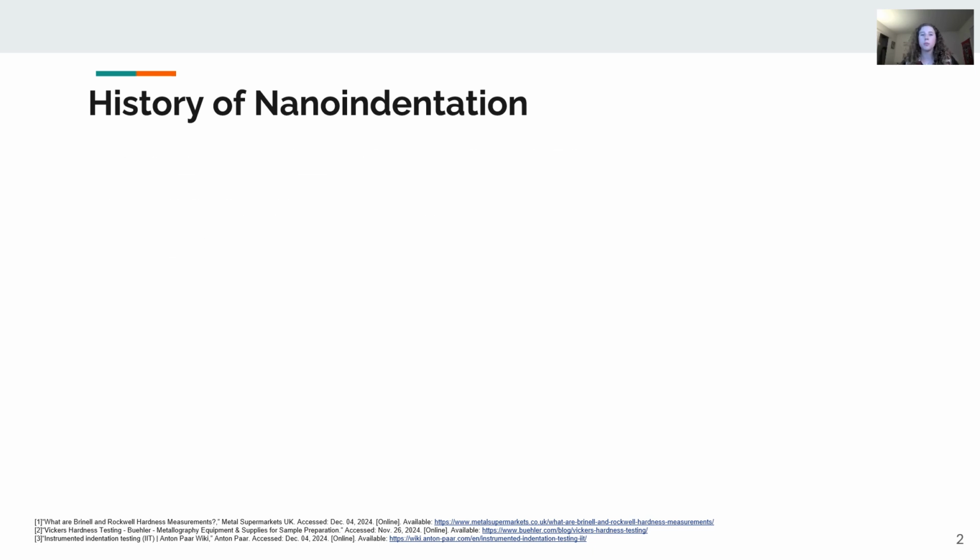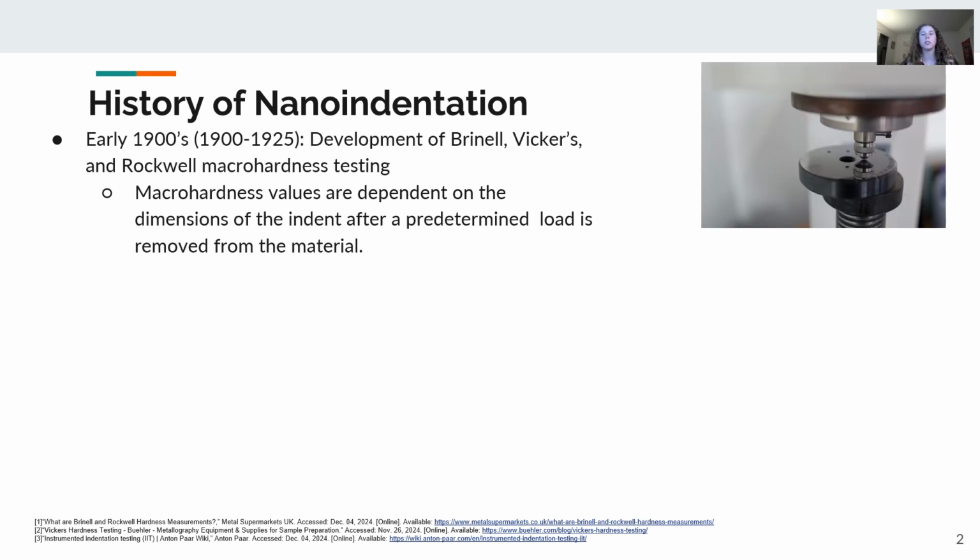Nanoindentation, which is also sometimes called instrumented indentation, stems from common macro hardness testing methods that were developed in the early 1900s, like Brinell, Vickers, and Rockwell. These methods all determine hardness by taking the load applied onto the sample and relating it to the area of the indent left on the sample surface after the load is taken off.